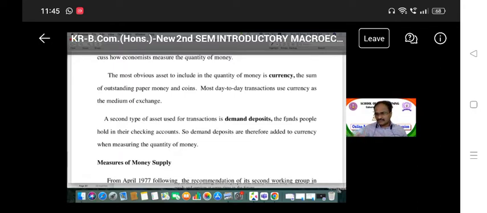Now it is clear, dear students: supply of money and demand for money. These two factors influence the entire economy. Supply of money means the availability of currency in the economy. Demand for money is how much money people demand.